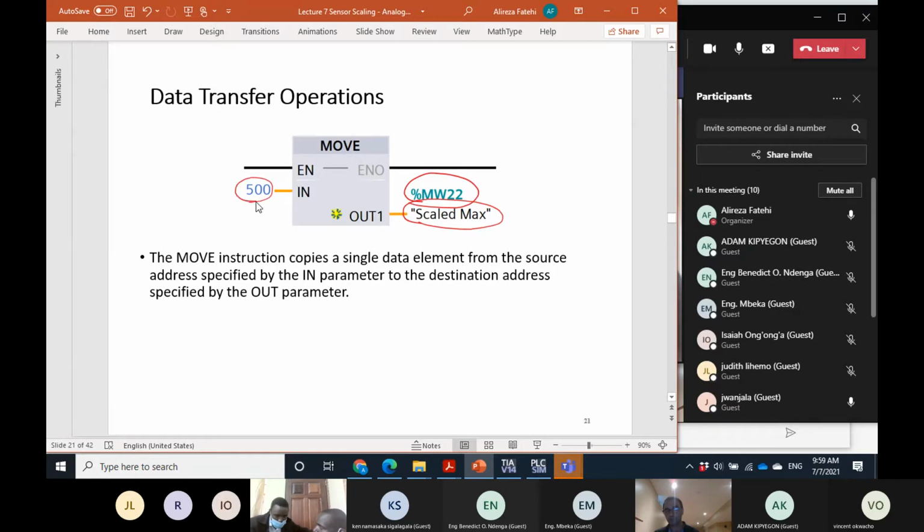So the input of this move function can be just simply a number, depending on the type of the variable, an integer or real number. In this example, an integer number, or this can be another memory address. Maybe I want to copy MW12, for example, to MW22. I want to copy the value of this memory in another memory word. We can use move. But in this example, we use this move just to assign some number.